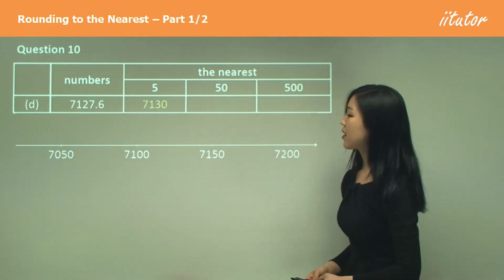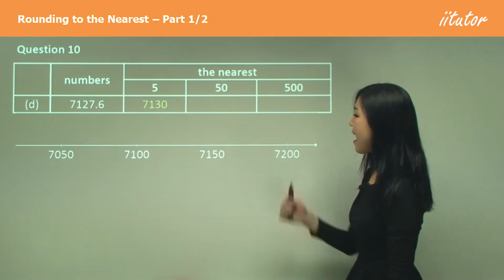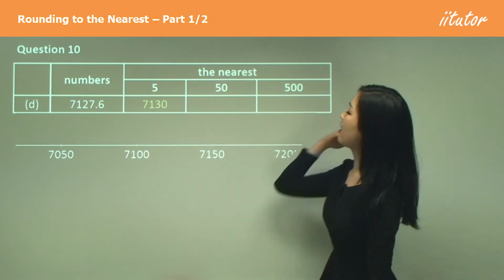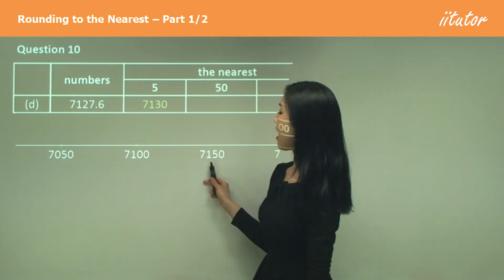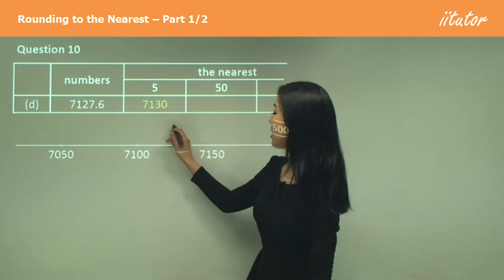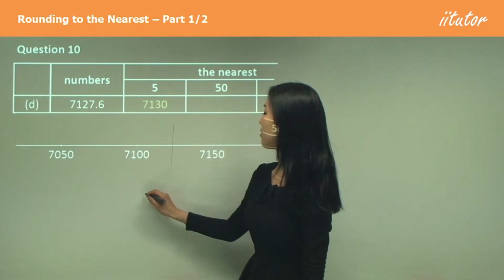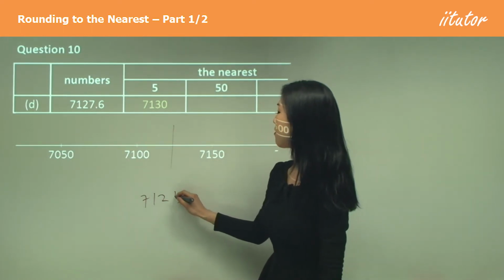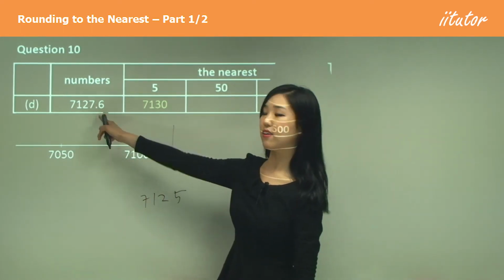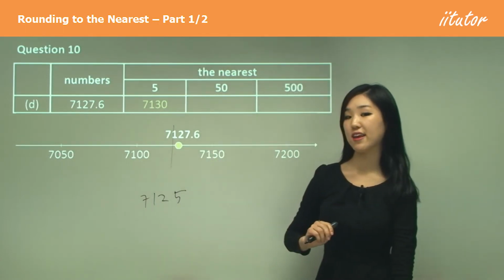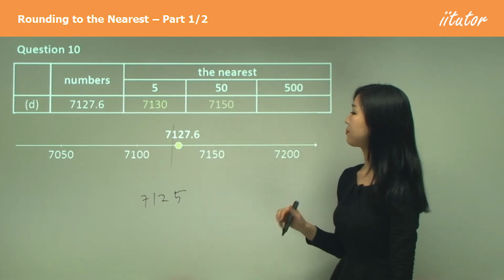And 50, we're going to go up by 50s like that. And 127, it's again in between here and here. And again, watch out for the halfway mark, guys. It's between 100 and 150, so it's 7,125. This is 127, so it must be slightly to the right again, closer to this one.